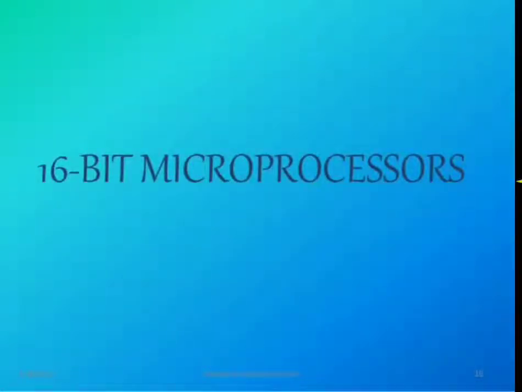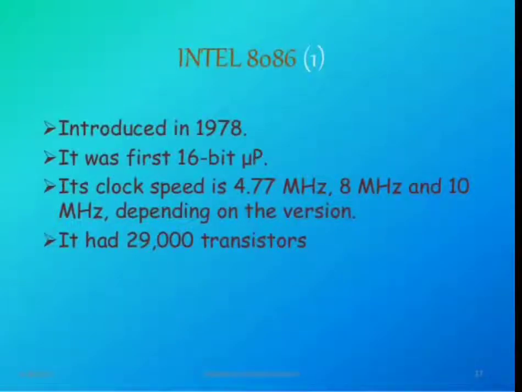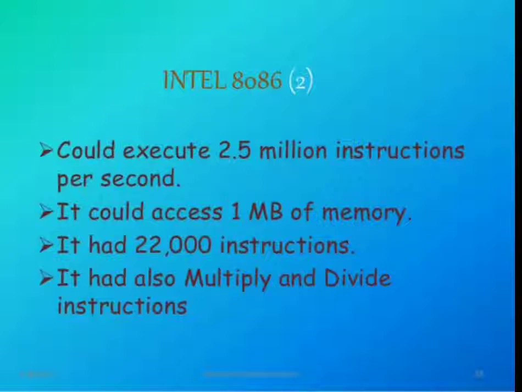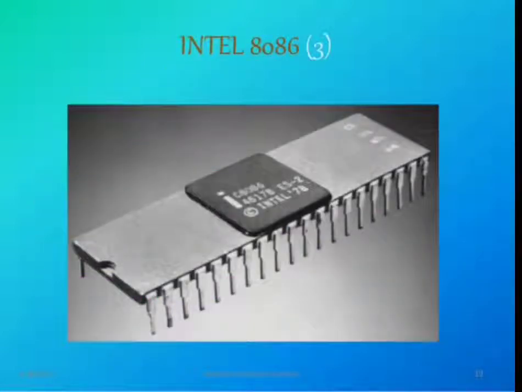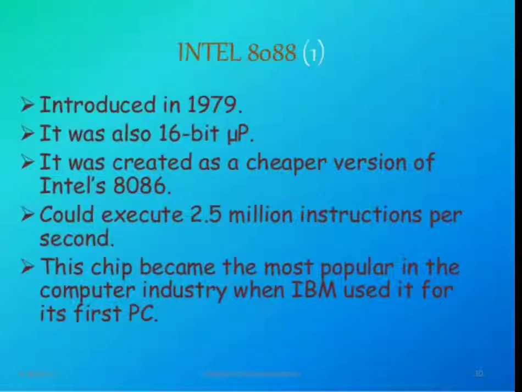Next, 16-bit microprocessors. Intel 8086, introduced in 1978. It was the first 16-bit microprocessor. Its clock speed is 4.77 MHz and it was available in 8 MHz and 10 MHz depending upon the version. It had 29,000 transistors. It could execute 2.5 million instructions per second. It could access 1 megabyte of memory and it had 22,000 instructions. It also had multiply and divide instructions. This is the 8086 microprocessor. Next, 8088.